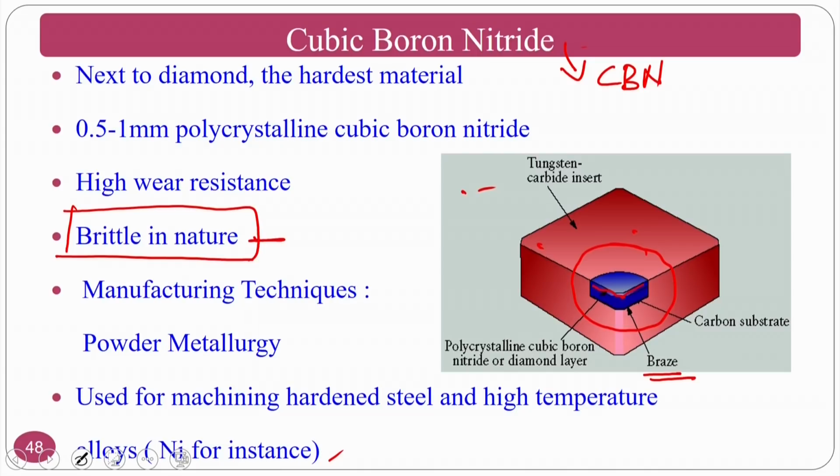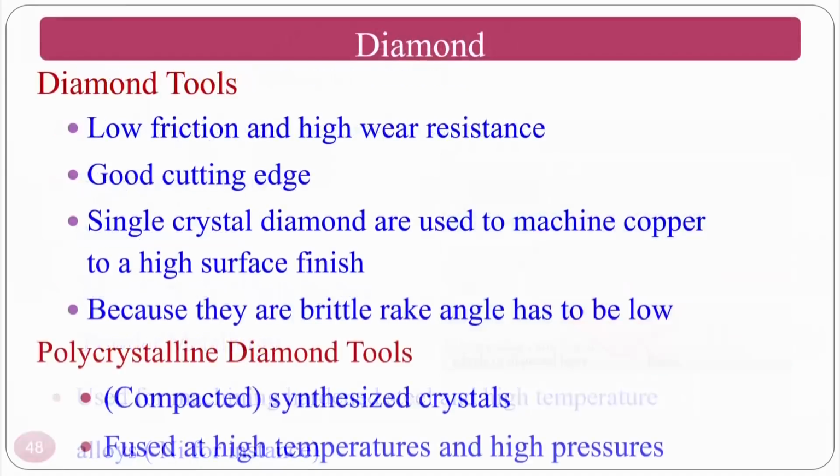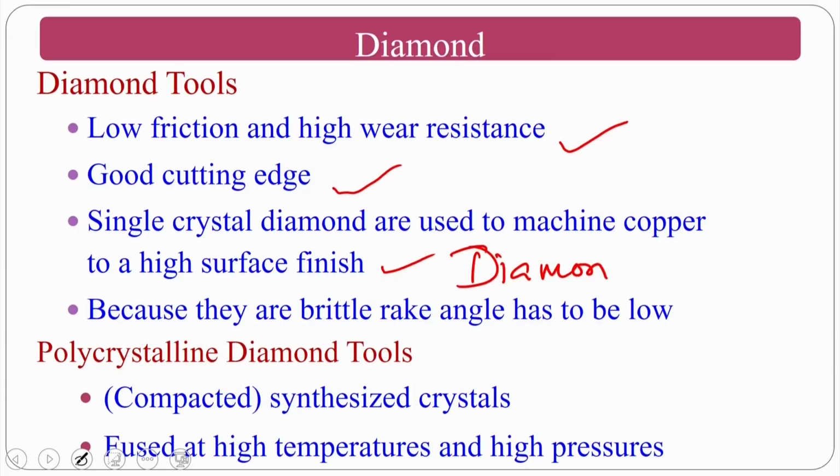Okay. So, a diamond tool also looks like this, only instead of CBN they will put the diamond. Diamond tools are normally polycrystalline diamond, and single crystal diamond is also there. Do not think that these are the diamonds that people wear. These are artificial diamonds, with low friction, high wear resistance and a good cutting edge. Single crystal diamonds are used for machining copper to get a high finish. Normally this is called diamond turning operation. Nowadays it is one of the good processes, and I will teach it when I am teaching about advances in metal cutting or machining processes.